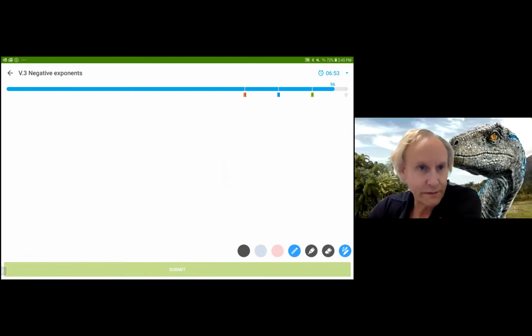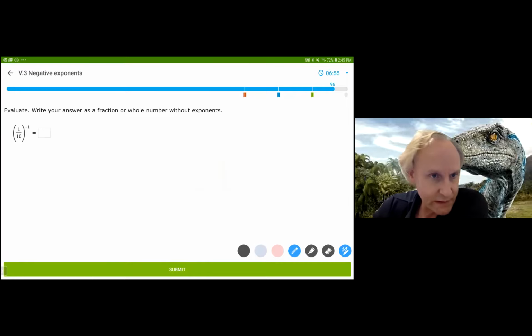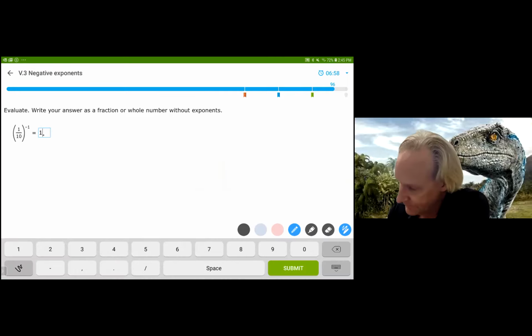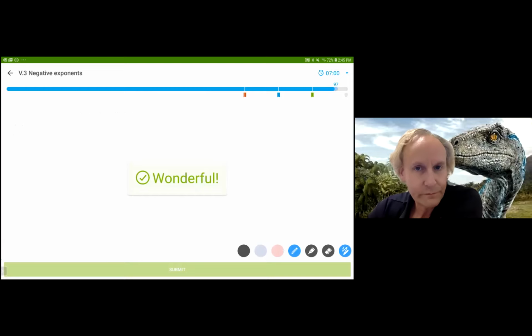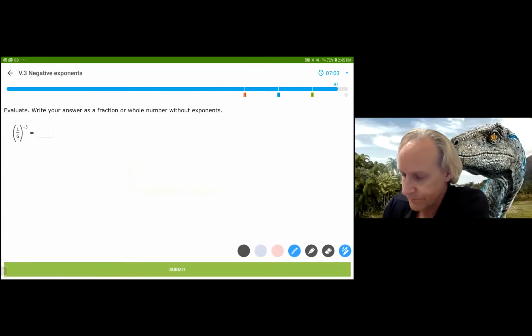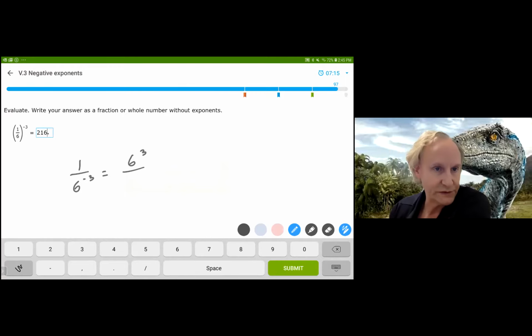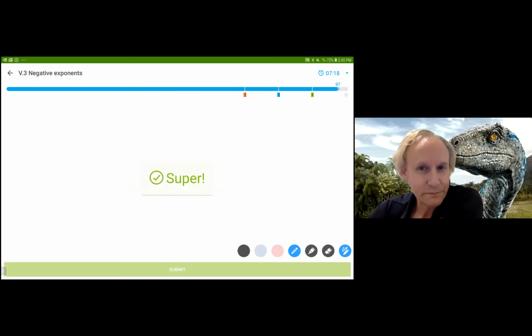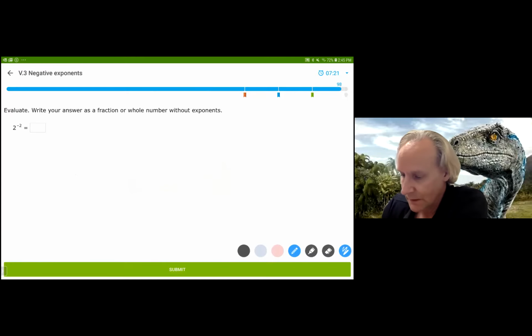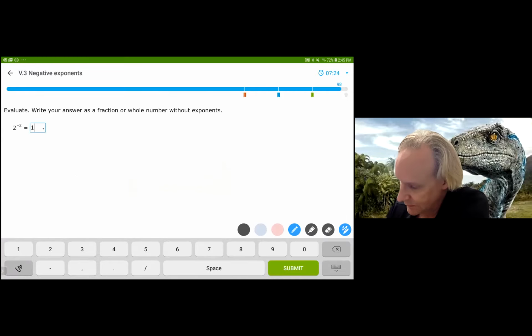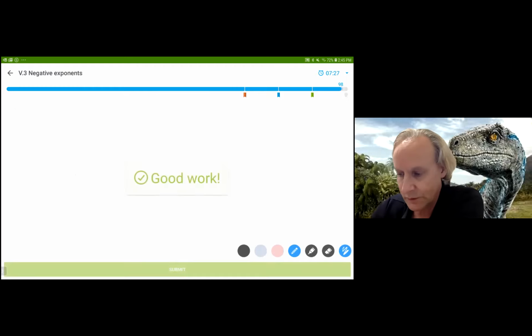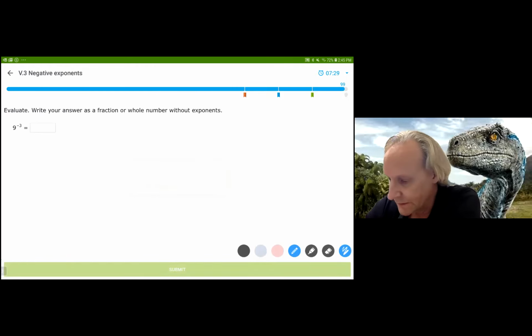Takes some practice to do these. You just want to remember, move it across the division line and change the sign. That's 10. Hmm. 6 to the third is 216. Notice that that is the same. 1 over 6 to the negative 3 is the same as 6 to the positive 3, which is 216. Okay, we're getting there. That's going to be 1/4. Move it across the division line and change the sign. 1 over 2 squared. Last one.